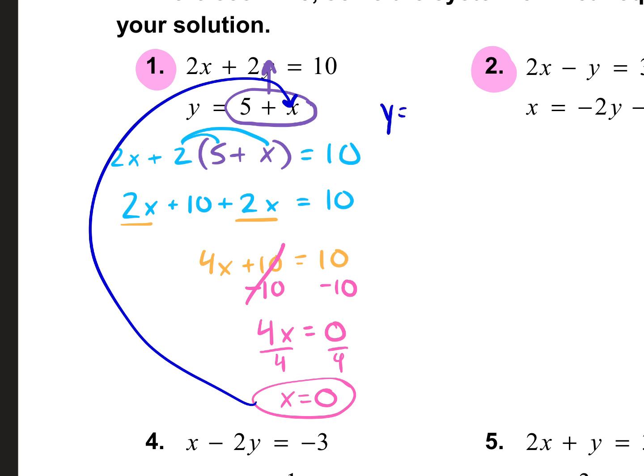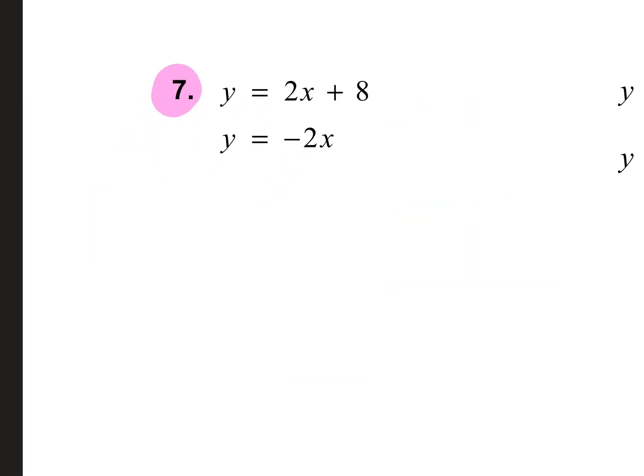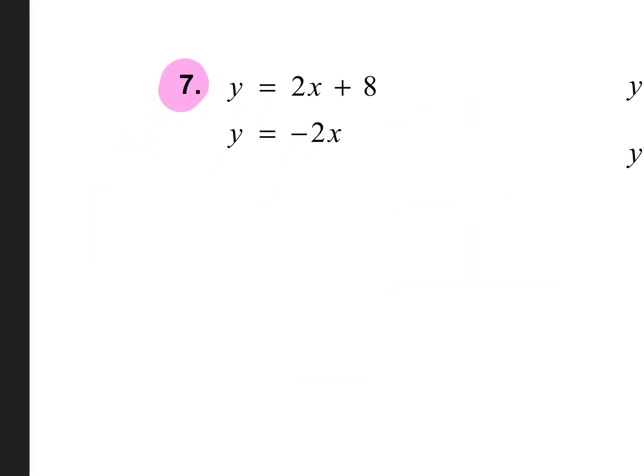So I have y is equal to 5 plus 0. So what does y equal? 5. How do I write my answer? 0, 5. Perfect.